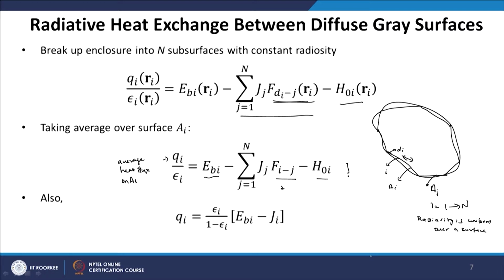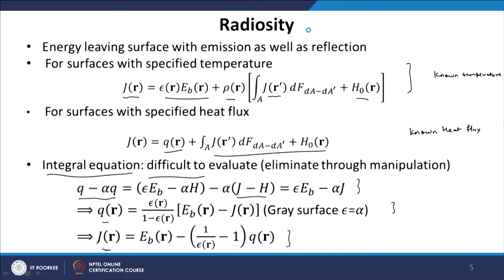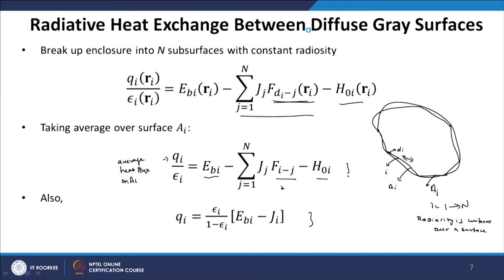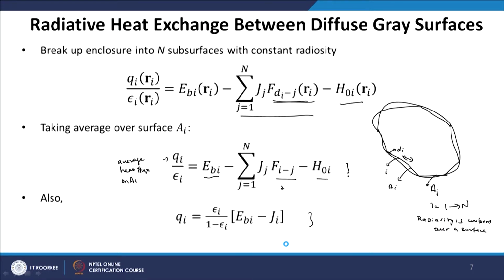Now, we have another expression coming from the same relation. From this relation we have another expression for Q. So, Q is equal to epsilon over 1 minus epsilon, times EBI minus JI. Now, what we have to do is eliminate J between these two equations.